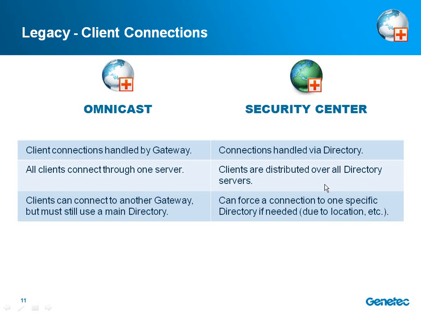Related to this, in Omnicast we saw the use of multiple gateways, but you still had to connect through the main directory, such as a reverse gateway. You'll get the same functionality in Security Center, where clients can connect to a local server, but they will be connecting to a local directory. This means that they won't have connection issues if the main directory goes down, since they still have a local directory to connect to. We can force this directory connection from the options in the client applications.